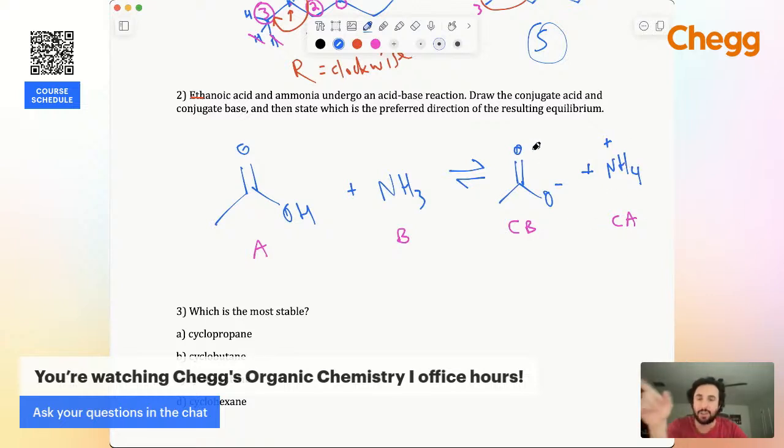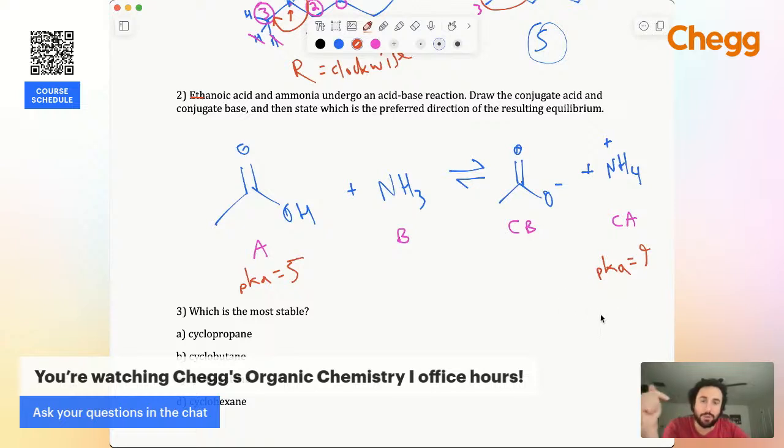So which direction is going to be preferred in this equilibrium? pKa is just for reference. For a standard carboxylic acid like this, pKa is going to be around 5. And then the ammonium ion is pKa around 9. Remember that the lower the pKa, the more acidic the thing we're talking about. That means that ethanoic acid is a stronger acid than the ammonium ion, by 4 orders of magnitude. So it's 10,000 times more acidic.